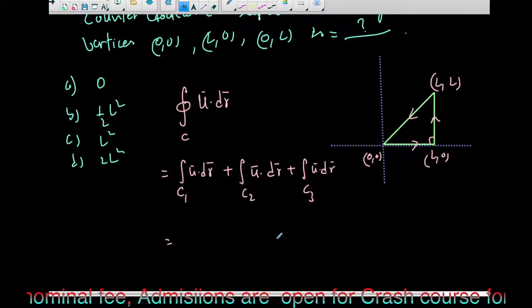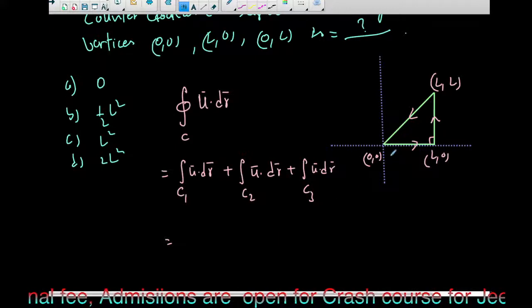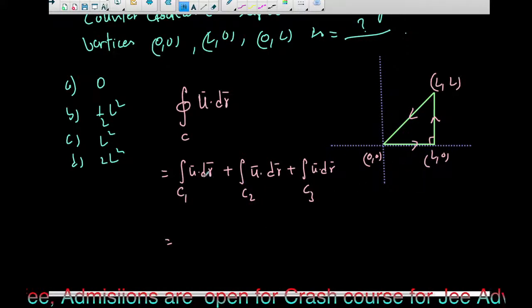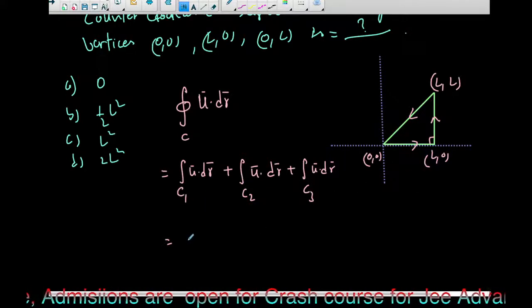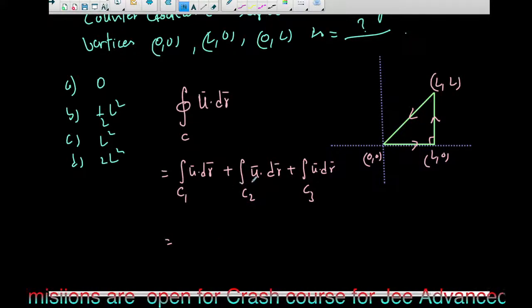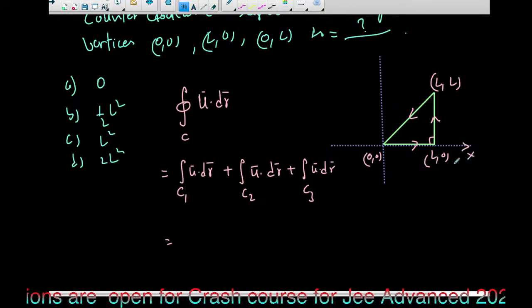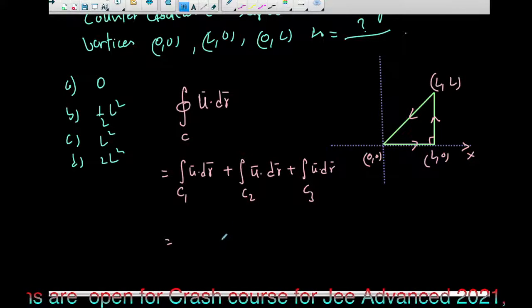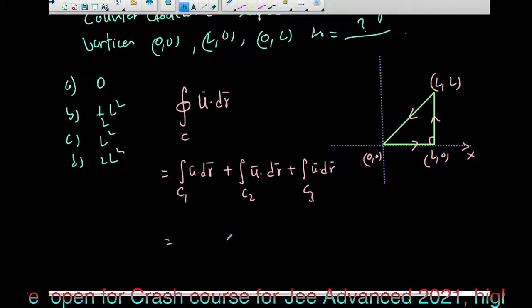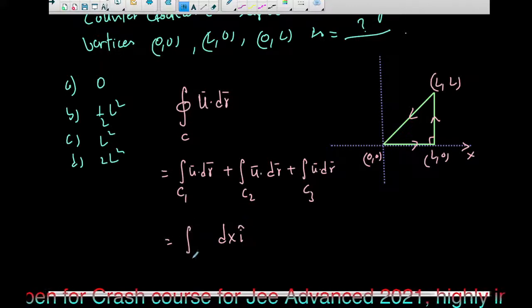So what about C1? For C1, where are we going? We are going from (0, 0) to (L, 0). So for this, what do we say for dr? Should I explain it in detail or directly? We are going from (0, 0) to (L, 0), so on C1, dr we can write as dx i, because we are going only along the x-axis. So for dr you have to say dx i, the i unit vector, for this C1 curve.